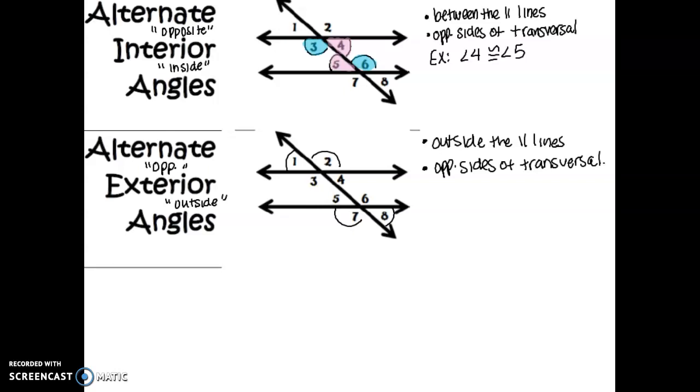So in this case, I would say angle 1, hop on down the transversal and to the other side, that would be angle 8. And then angle 2, hop down the other side of the transversal, and angle 7. So for these, you could say angle 1 is congruent to angle 8. Outside the parallel lines and opposite sides of the transversal.